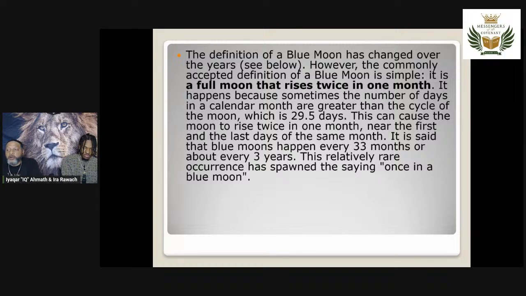So the definition of a blue moon has changed over the years. However, the commonly accepted definition of a blue moon is simple. It's a full moon that rises twice in 1 month. It happens because sometimes the number of days in the calendar month is greater than the cycle of the moon, which is 29.5 days. This can cause the moon to rise twice in 1 month, near the first and the last days of the same month. It is said that blue moons happen every 33 months or about every 3 years. This relatively rare occurrence has spawned the saying once in a blue moon, right?